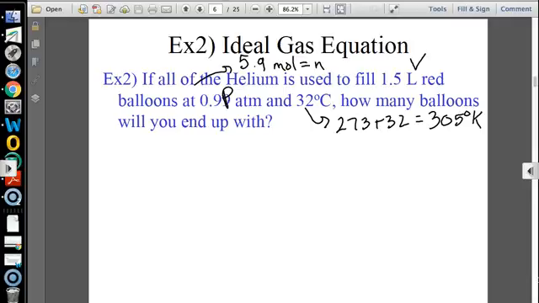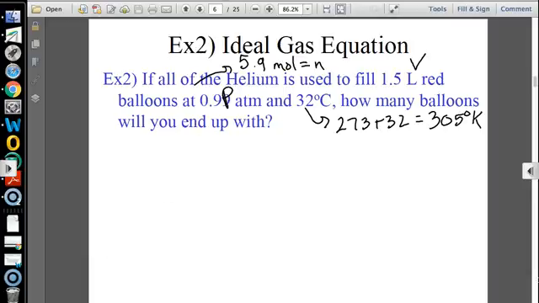So if I have a bunch of these balloons that hold 1.5 liters, how many balloons can I fill up? This is a volume problem, and when I get a volume, let's just say I got 4.5 liters overall, that would be 3 balloons. 1.5 plus 1.5 is 3, plus 1.5 is 4.5. So basically I'm going to have to solve for volume and then divide to figure out how many balloons.